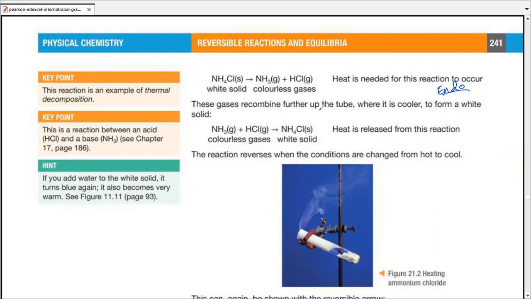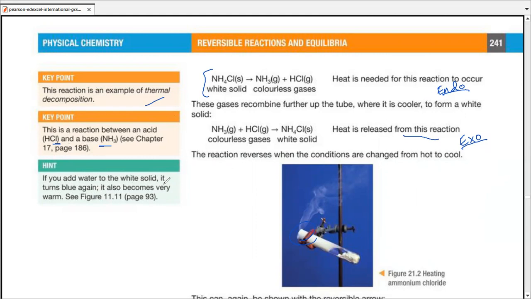And these gases recombine further up the tube where it is cooler to form the white solid again. So we get the white solid on the top of the tube. So heat is released from this reaction. It's exothermic. So we can reverse the changes. Now, the reaction between an acid and a base like this has been discussed before. This reaction is also considered an example of thermal decomposition. Since all thermal decomposition reactions are endothermic, this one is also endothermic.